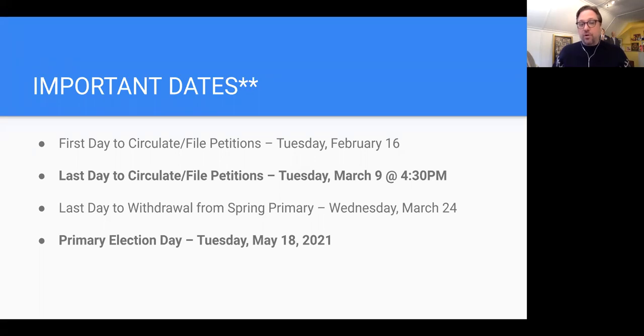If you do not withdraw your name from the spring primary, your name will remain on the ballot for May 18th, whether or not you want to run for that office. So you may end up being elected and then have to decide if you want to follow through with that, or if you are resigning upon being elected without actually taking office. So that's an important date. A lot of people overlook.